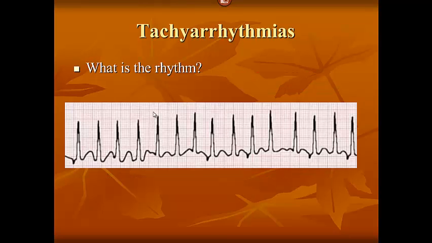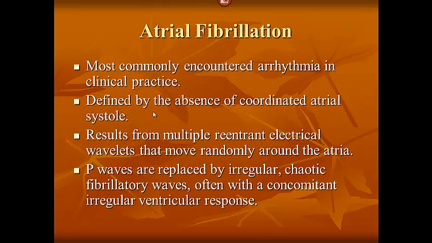What type of rhythm is this? Now we're going to discuss atrial fibrillation. And atrial fibrillation is not regular. Here there is an irregular rhythm. There's no P waves. So basically this occurs when an action potential fires very rapidly within the pulmonary veins or atrium. And it's also a chaotic rhythm.